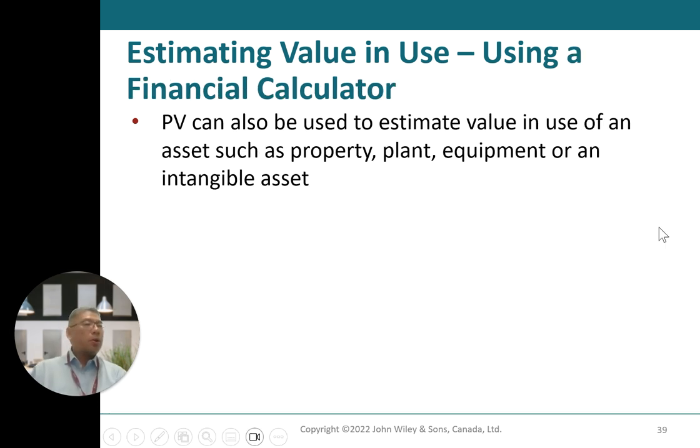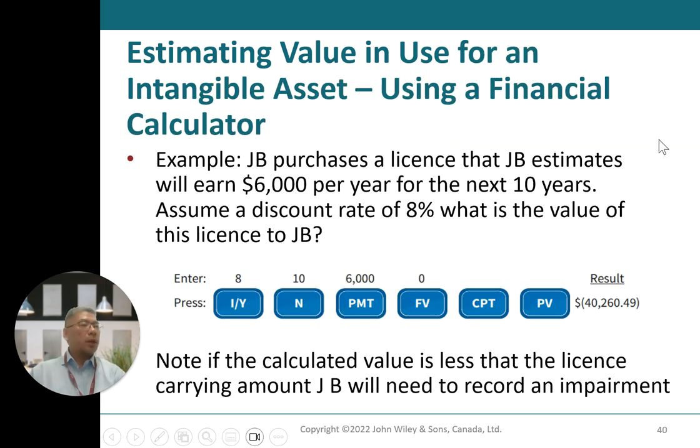Once you are using the calculator, you use a different way of calculating. Here's the way of doing it: 8 is I/Y, N is 10, 6,000 payment, 0 future value, compute present value, which is 40,260. This is based on an example of a purchased license that earns 6,000 per year for the next 10 years. You got the 6,000 here, PMT. The 10 is coming from here, and the 8% is coming from here. Future value is 0. So when you calculate present value, you get this 40,000.